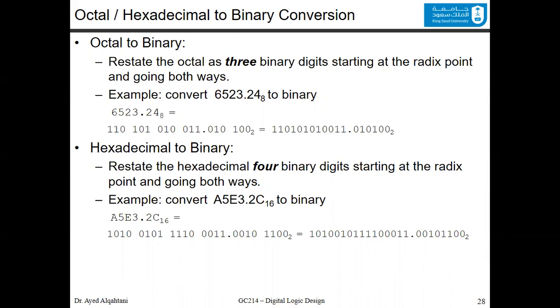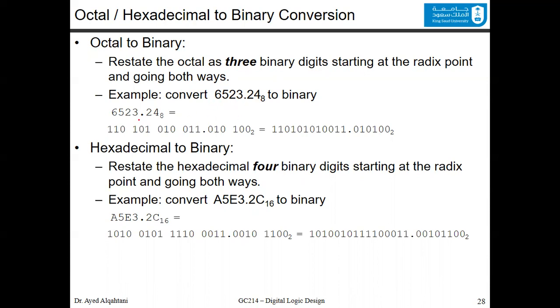What to do? Actually, this is one of the easiest conversions. In octal, you will portion your binary number as 3 binary digits. So if you have this number in octal, you will consider every digit as 3 binary digits. So you will restate the octal as 3 binary digits, starting at the radix point, and then you will go to the left to get the integral part, and to the right to get the fraction part.